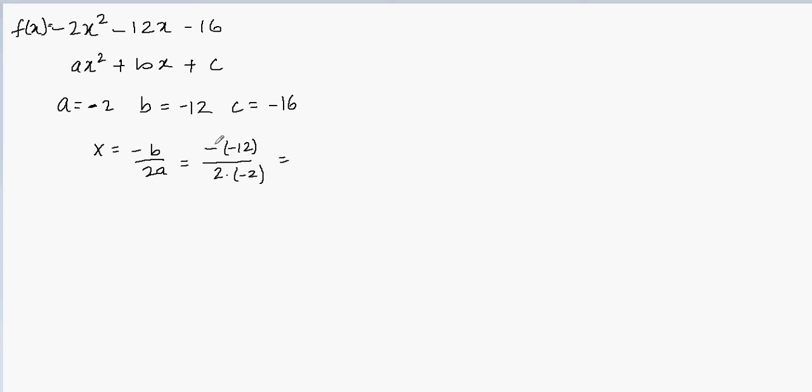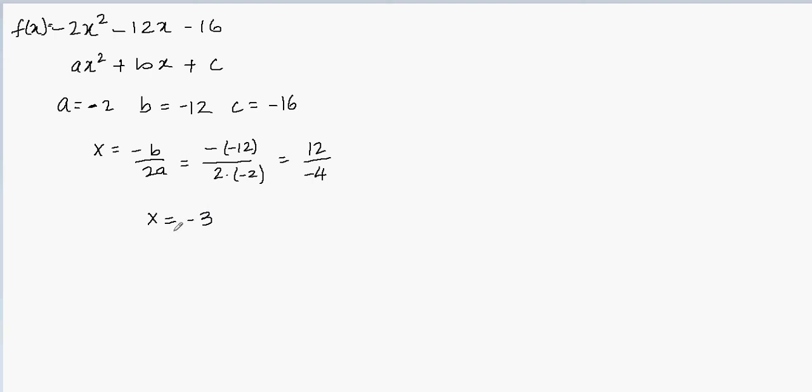Now for the negative, assume that there's a 1 outside. So this is negative 1 times negative 12, which is going to be positive 12 here. And then 2 times negative 2 is going to be negative 4. And we know that 12 divided by negative 4 is going to be negative 3. So the value of x is negative 3 here. So here we have already got the x-coordinate of the vertex of the quadratic equation.